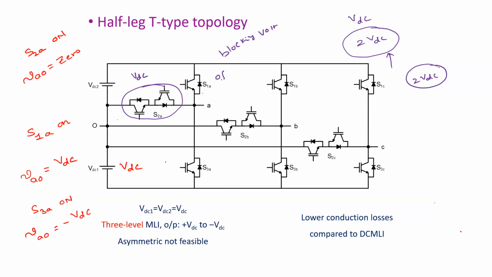Similarly, this is off and this is on. So what is the blocking voltage of this one? What is its blocking voltage? VDC. Yes. Its blocking voltage is VDC, right? Agree? This is on, so that means this is off, and this point is connected here. So it's supposed to block VDC. Understood?